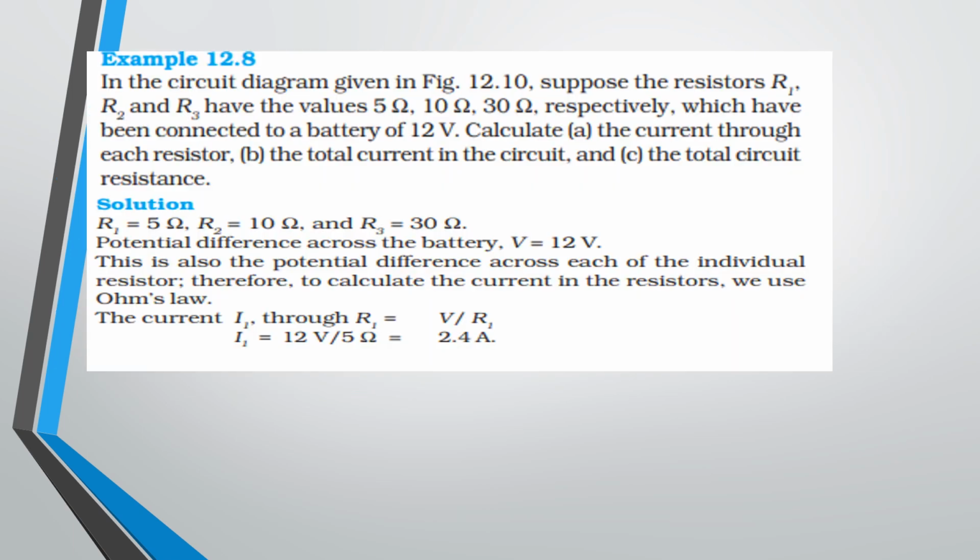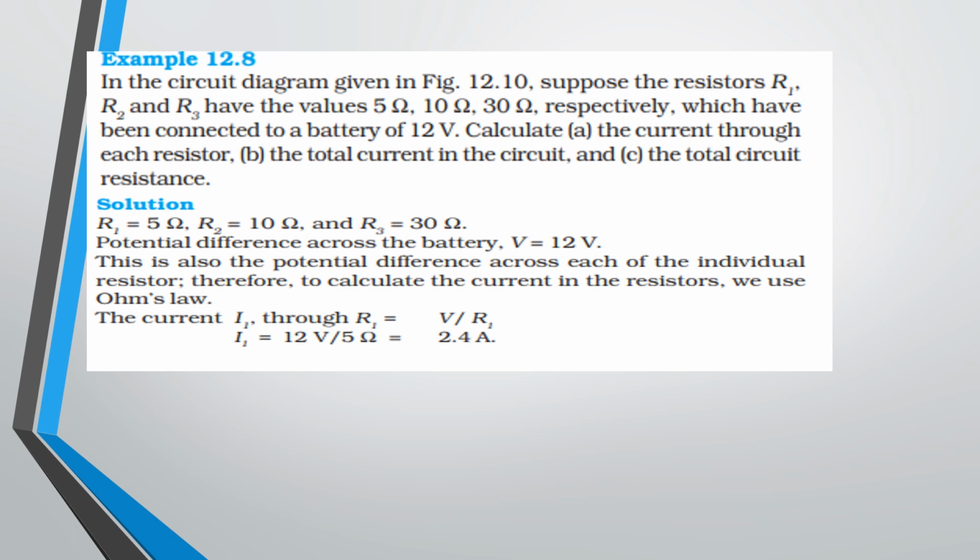And we have example 12.8. In the circuit diagram given in figure 12.10, suppose the resistors R1, R2, R3 have the values 5 ohm, 10 ohm, 30 ohm respectively, which have been connected to a battery of 12 volt. Calculate the current through each resistor, the total current in the circuit, and the total circuit resistance. Previously we discussed example 12.7, the same pattern of problem, and this question is also the same.